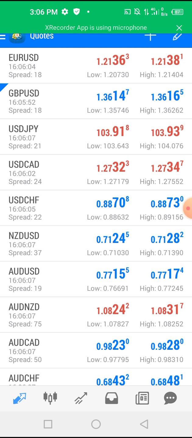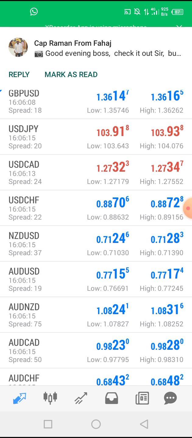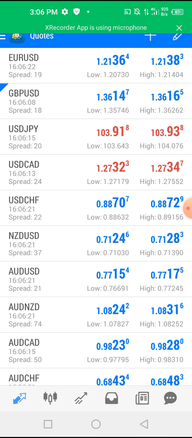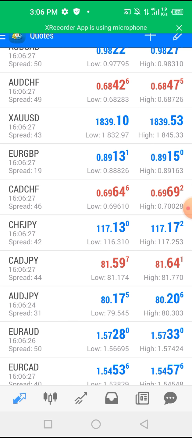And this one, they are calculating 4 decimal places. GBP pairs are calculated in 4 decimal places. EUR GBP pairs are calculated in 4 decimal places. USD CAD are calculated in 4 decimal places. Then only JPY pairs are calculated in 2 decimal places, and gold is calculated in 1 decimal place.